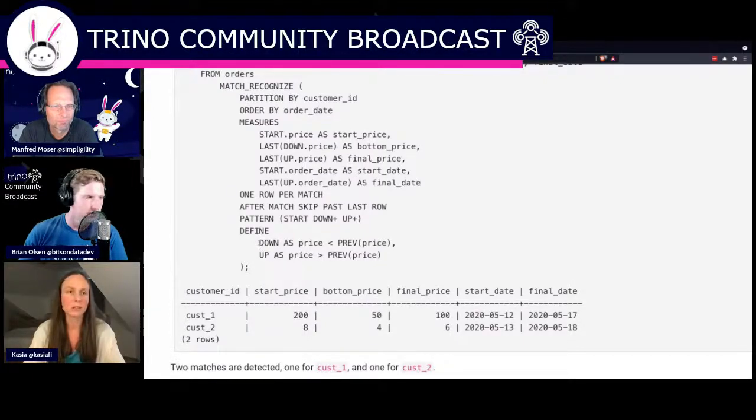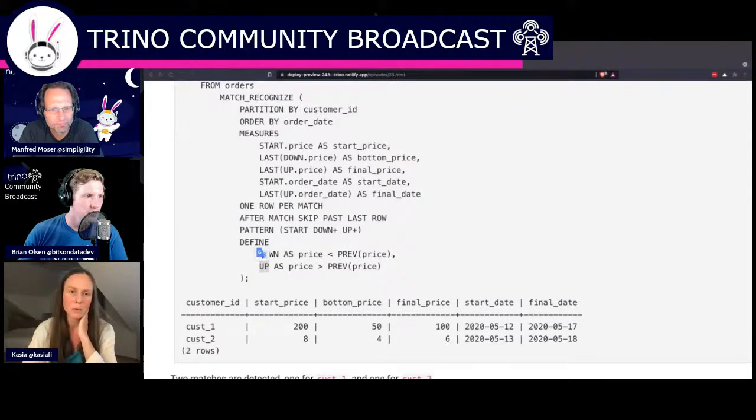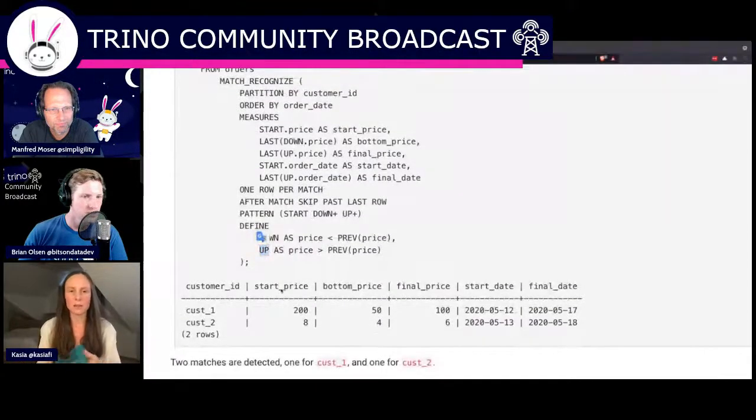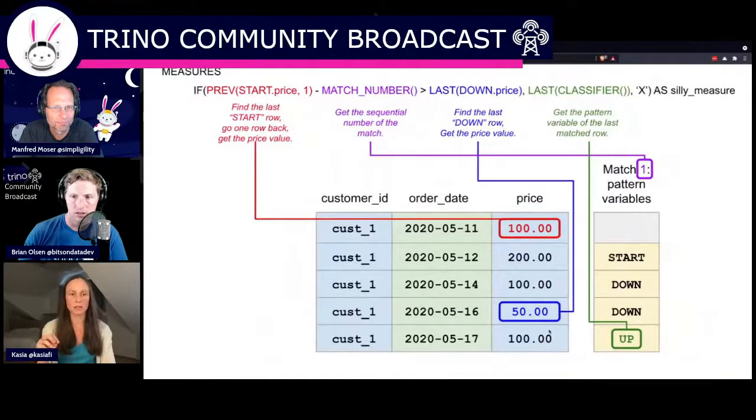And this is what we do in the define clause. That's the clause at the bottom. It says define down as price lower than previous price. So now we know, and the engine knows, that the row is a down row if the price is descending compared to the previous row. And it says define up as price greater than previous price. So up is about ascending rows. And if we take a look at the pattern again, then we see that first we have a sequence of descending prices and then a sequence of ascending prices, which together form a V shape. That's why we call it a V pattern.